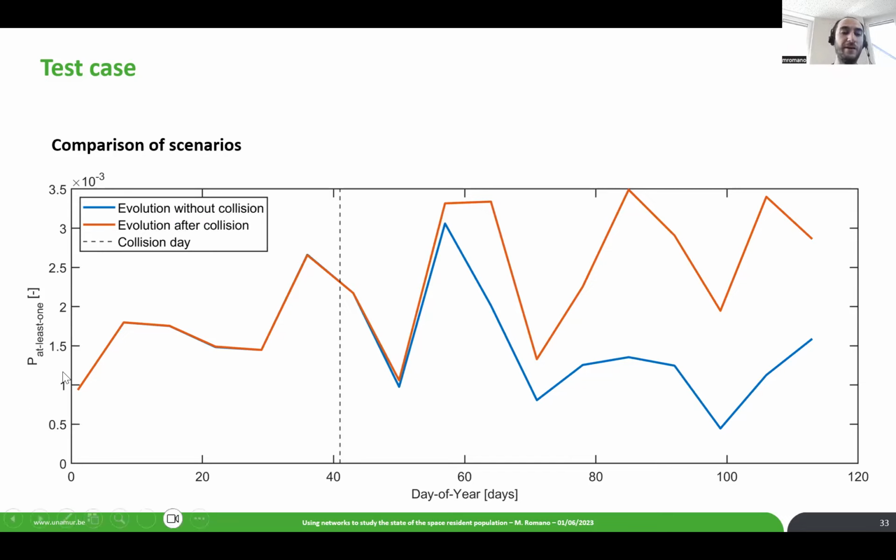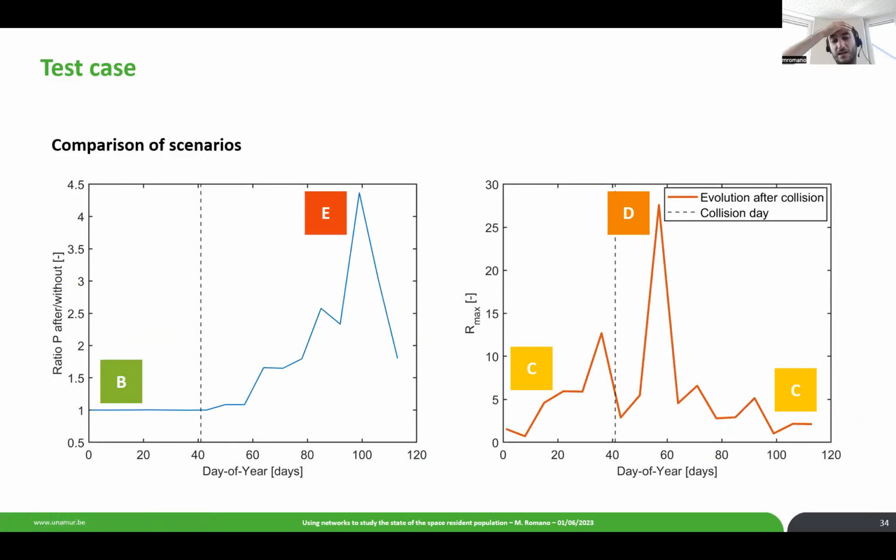We can, for example, look at the probability of having at least one collision in time. We can see that there is a clear difference between before and after. It is almost 3 times as likely to experience a collision in orbit, and there is a clear difference between the 2 scenarios, with or without the collision. And we can study how this probability changes and how the ranking changes. For example, we see that there is a spike after the event for both.